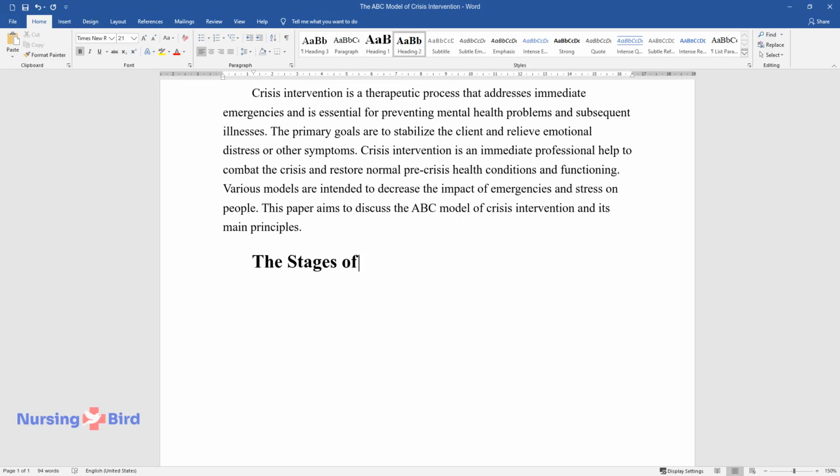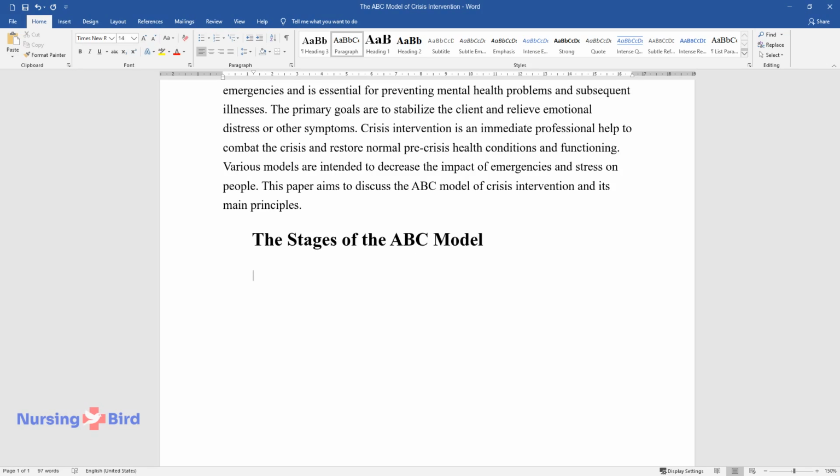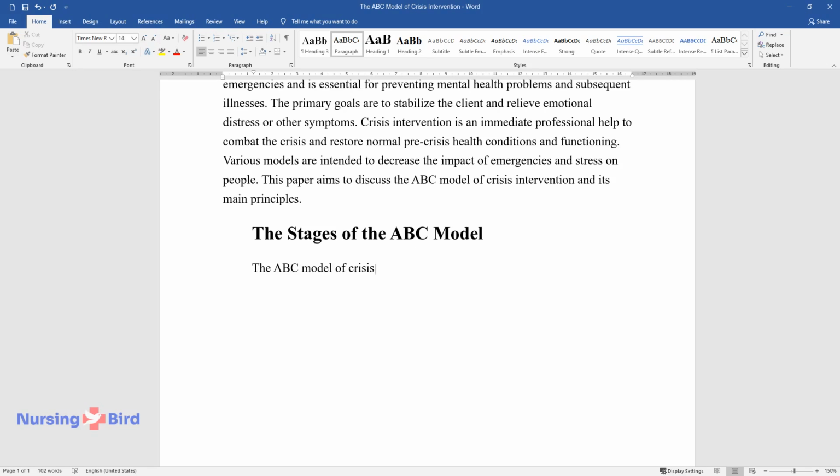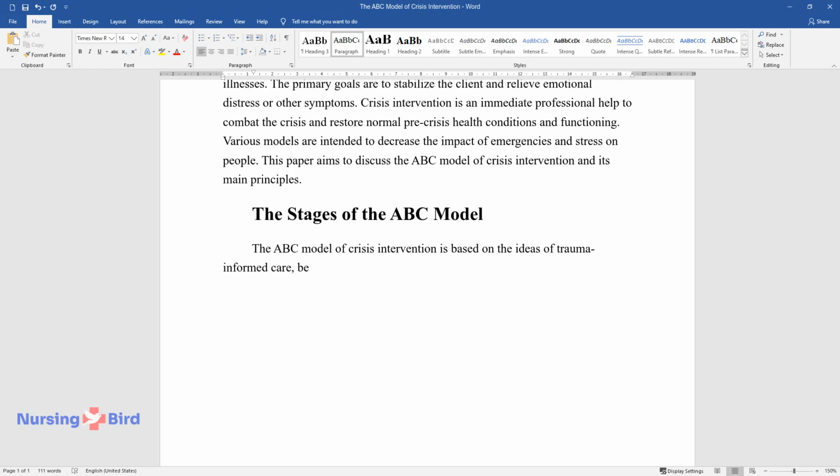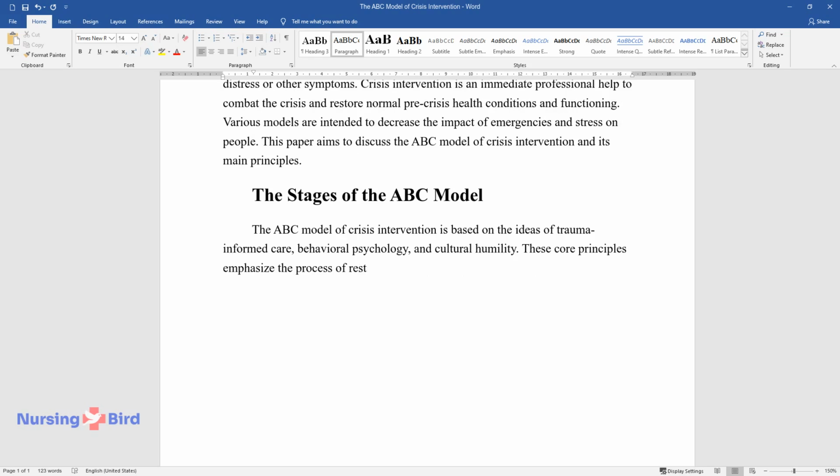The stages of the ABC model. The ABC model of crisis intervention is based on the ideas of trauma-informed care, behavioral psychology, and cultural humility. These core principles emphasize the process of restoring the functioning of the affected individual.